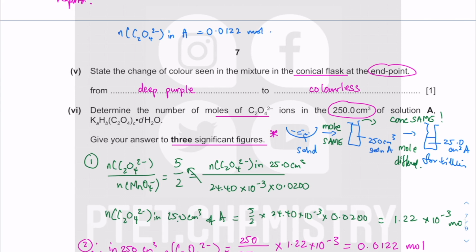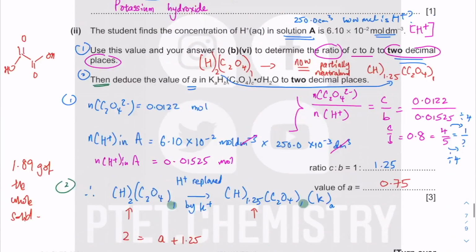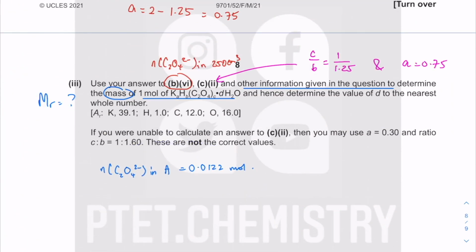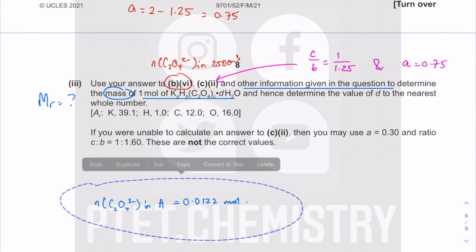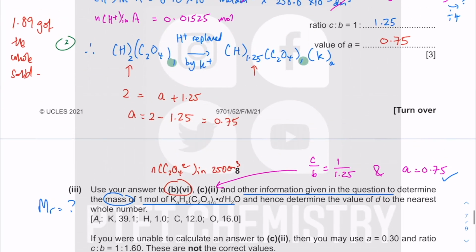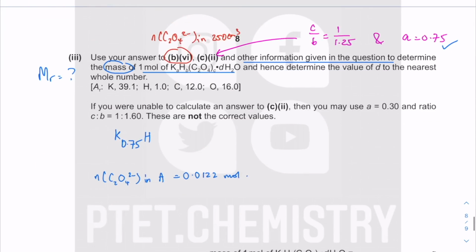I think I need to work out the ratio. So this is the mole of it. So now I know it's actually, this is a bit tricky. So I know now it is K, A is 0.75 because I worked it out before. So A is 0.75. H is going to be 1.25.